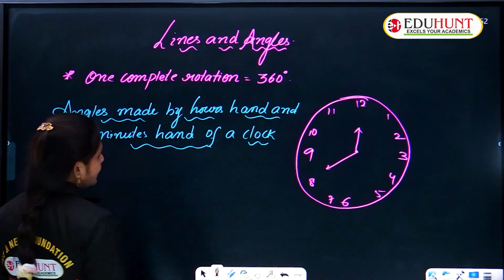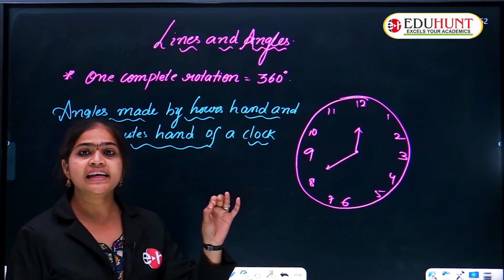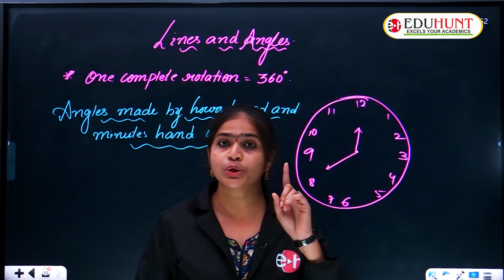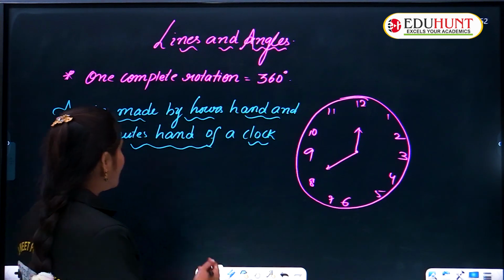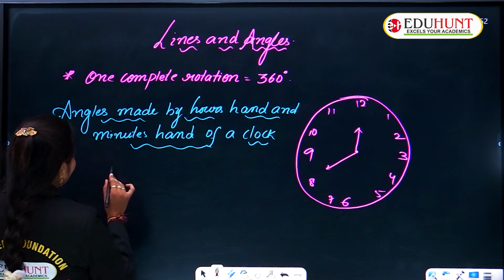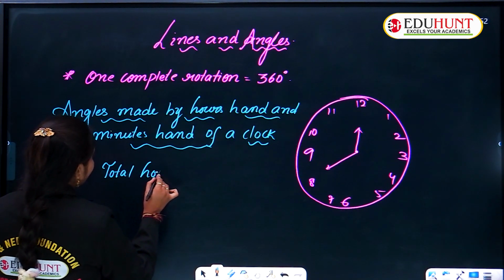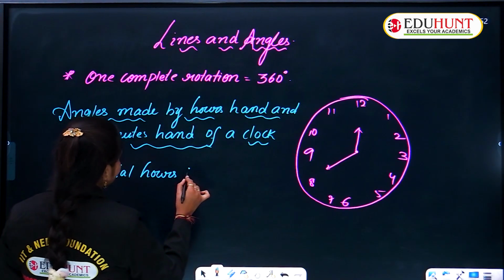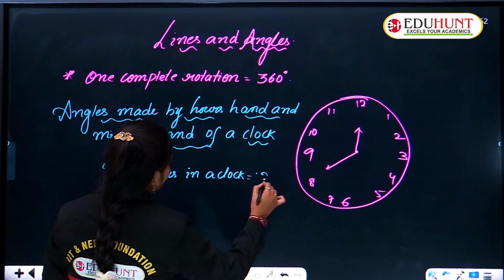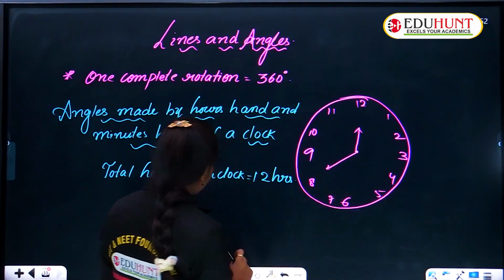First, see what is given: the hour hand. Hour hand means, in a clock, how many hours are there? We know that a clock has 12 hours. It is a 12 hour clock. So total hours in a clock, how many? 12 hours. Understood. Now how to measure it?